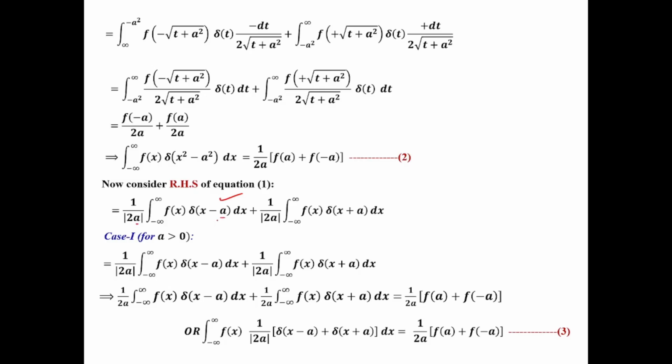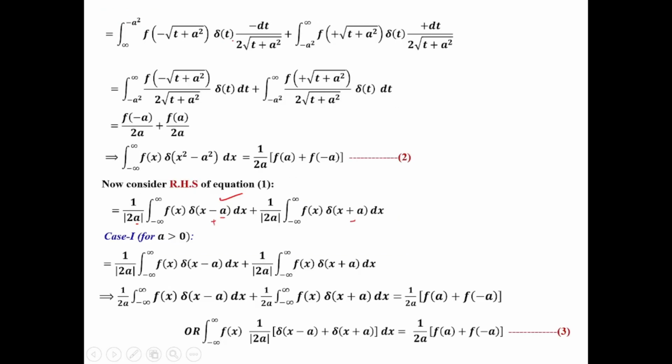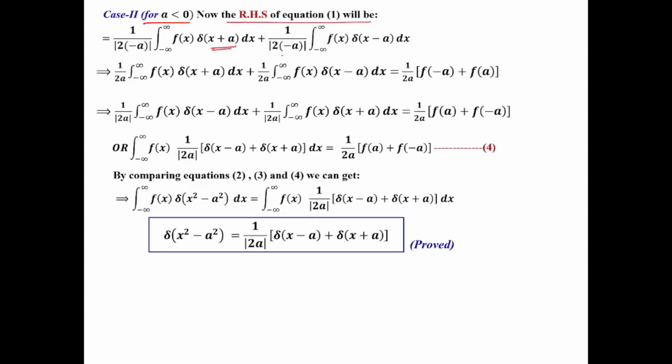If I write minus a over here, it will be plus. If I write minus a, it will be minus. Same thing I have written over there. 1 by 2 mod of minus a, integral from minus infinity to plus infinity f(x) delta. See, in your equation number 1 it was delta x minus a. If I substitute minus a, obviously it will be x plus a. Same thing I have written, plus 1 by 2 mod of minus a, integral from minus infinity to plus infinity f(x). Initially it was delta x plus a, now it will be x minus a dx, right? Minus a mod is your plus a, so it will be 1 by 2a, and this integral as such I have written over here.